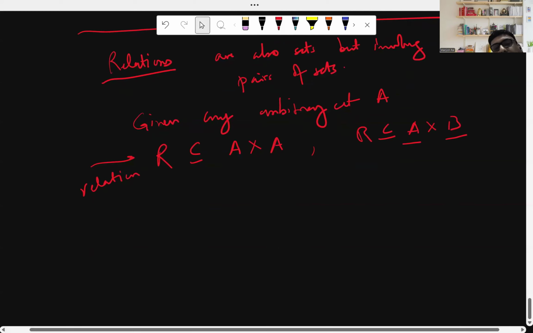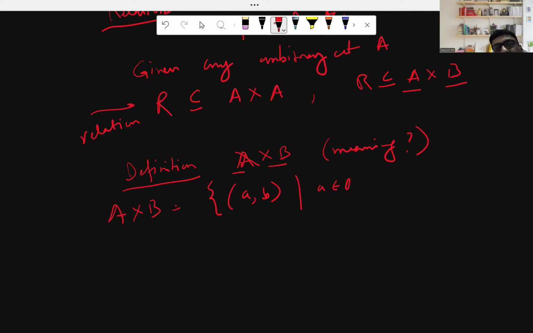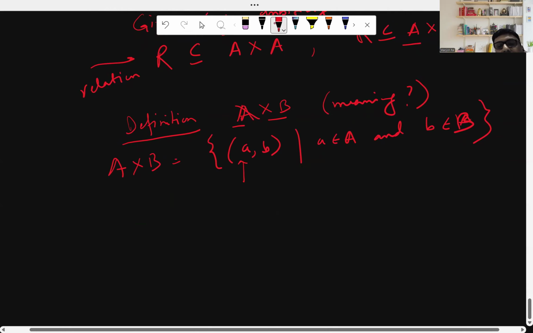For that, you have to understand the definition of A cross B and its meaning. What is the meaning of A cross B? A cross B is a set of pairs such that the first element is in A and the second element is in B.